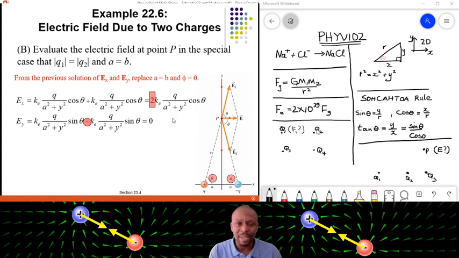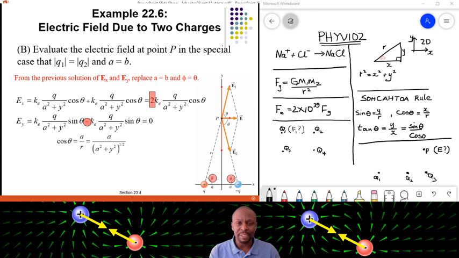Now you are going to have a factor of 2 here, because these are like terms. For the y components, however, they will just cancel each other. The y components of the electric field will cancel each other, because one is pointing in the positive direction and the other in the negative direction. So as a result, you don't have the y component of the electric field. You only have the x component.